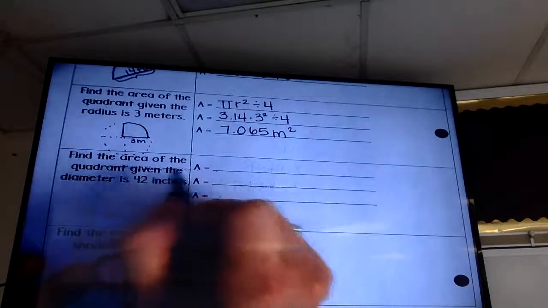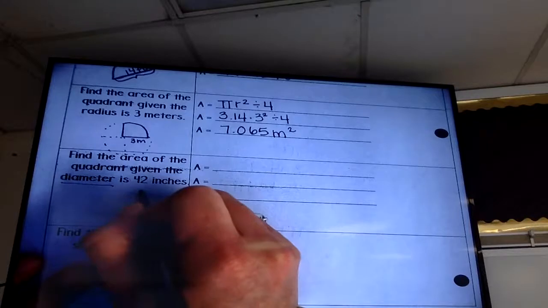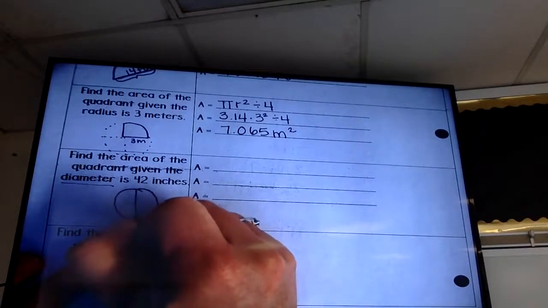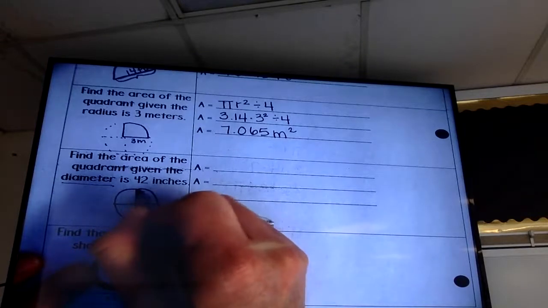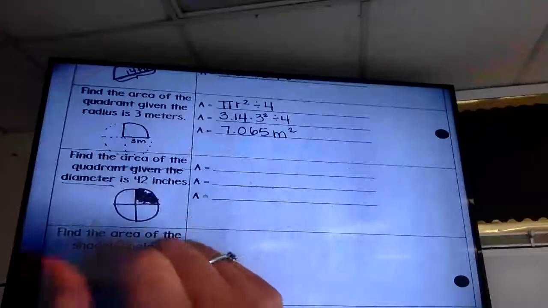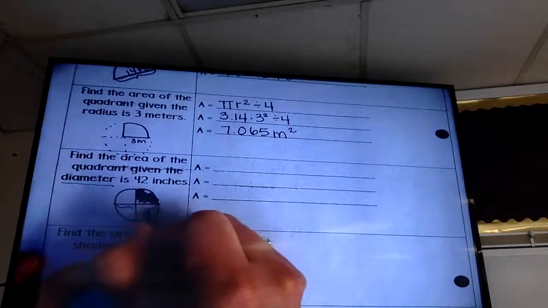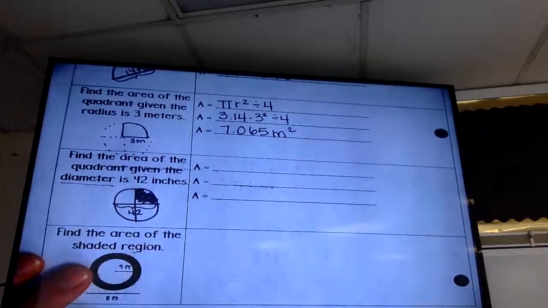Find the area of the quadrant given the diameter is 42 inches. So it's another quadrant picture. I'm going to draw a full circle here and split it into 4. Sometimes I think it's easier to draw the full thing. Then I'm just going to shade in this one because it's telling me I'm talking about that one quadrant. Now here it says the diameter is 42 inches. That means all the way across is 42 inches.